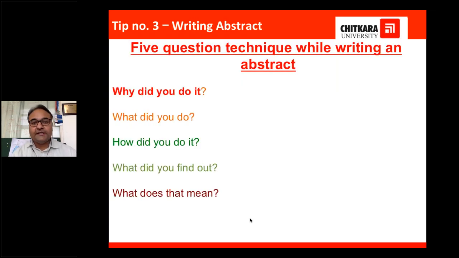Tip number three is writing the abstract. Simply remember these five questions. Why did you do it? What did you do? How did you do it? What did you find out? And what does that mean?